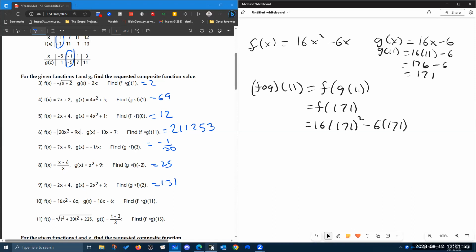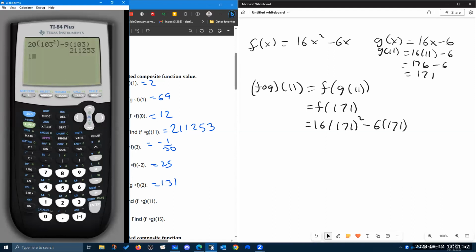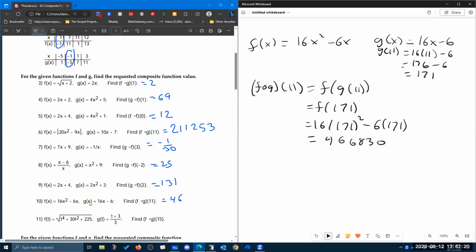Again, I'm going to use my calculator there. 16 times 171 quantity squared minus 6 times 171 is a big number: 466,830.